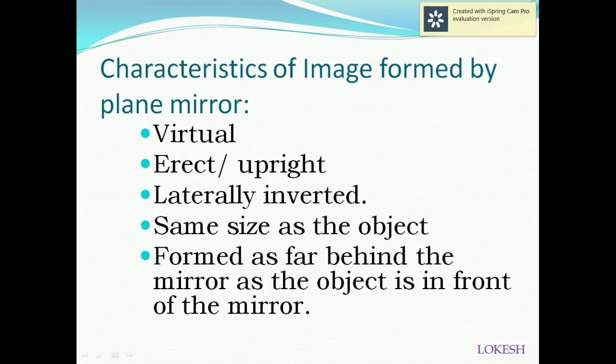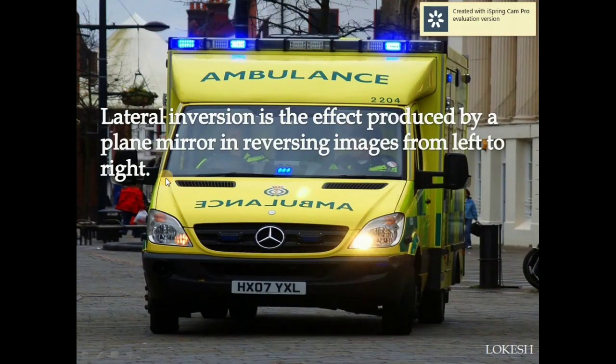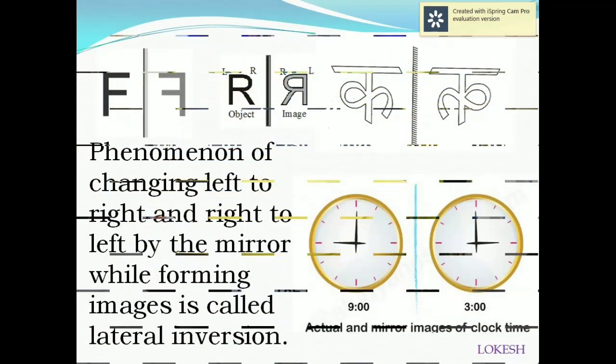What are the characteristics of the image formed by the plane mirror? The image formed is virtual, erect or upright, laterally inverted, same size as the object, and formed as far behind the mirror as the object is in front of the mirror. Lateral inversion is the effect produced by a plane mirror in reversing the image from left to right, and because of this, the ambulance is written in this manner in reverse order. And when viewed from the rear view mirror of the vehicle, it is seen in the right order.